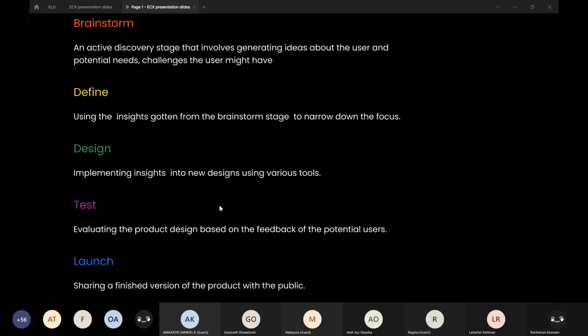So we're talking about the design stage. This involves implementing insights into new design using various tools. In the design stage, it involves building the actual product, which includes drawing wireframes, creating outlines or sketches of the product, prototypes, and high fidelity designs. You can use various tools such as Figma, Adobe XD, Sketch, Illustrator, and the likes to implement your design.